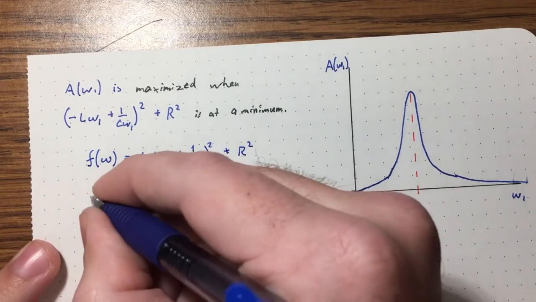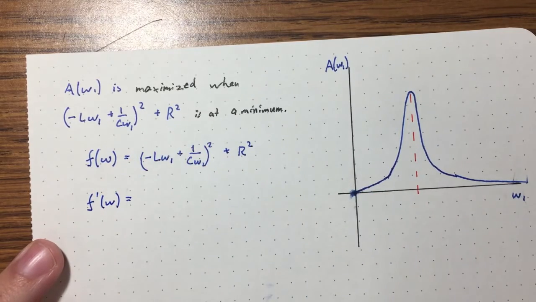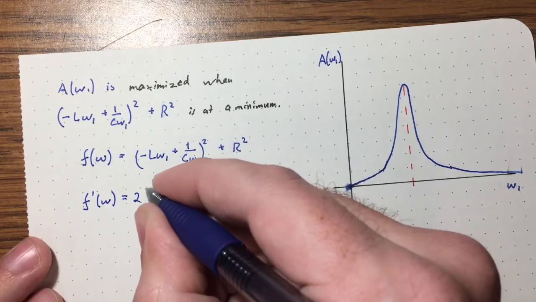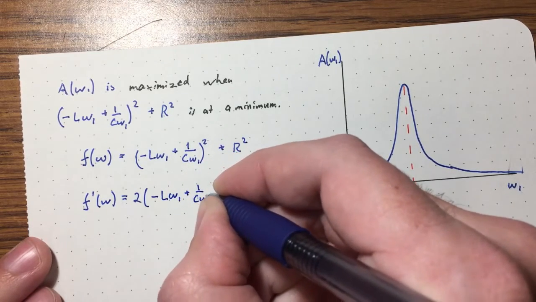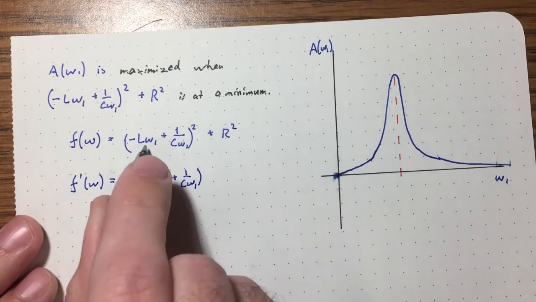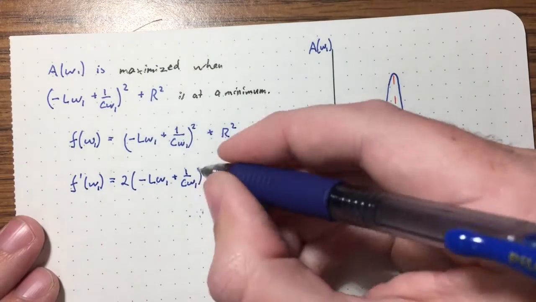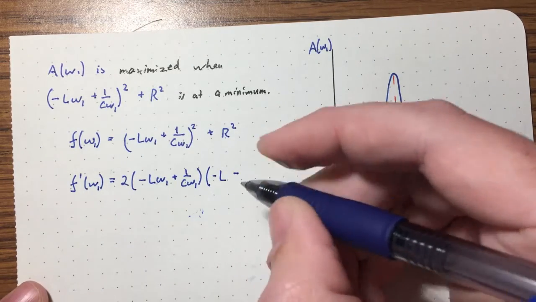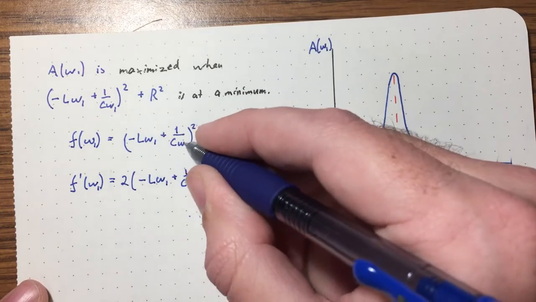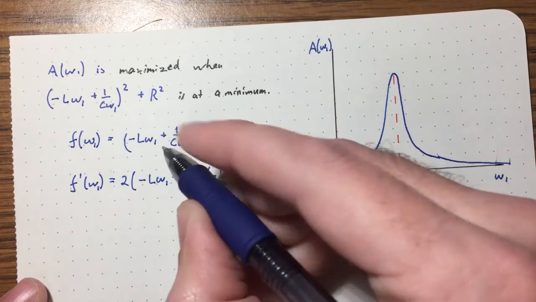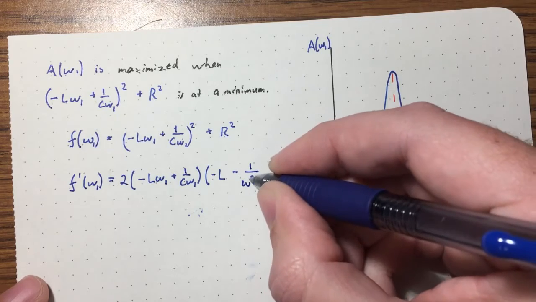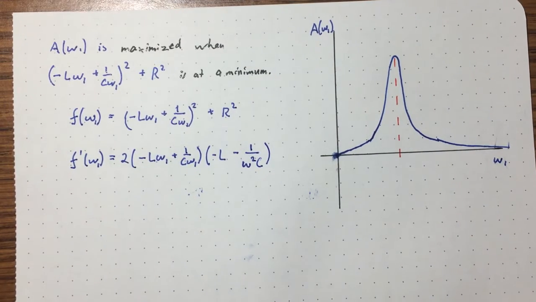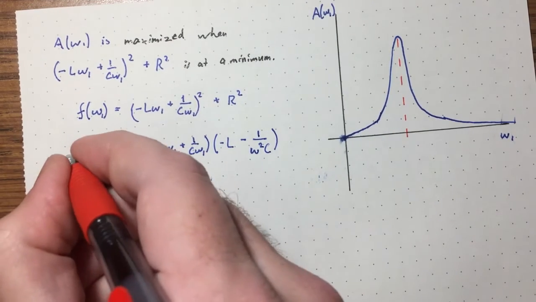This is not going to be bad at all to take the derivative. We're taking derivatives because we want to find critical points, which will be candidates for the maximum. The derivative by the chain rule is 2 times this function in here times the derivative of this inner function, which is a function of omega 1. What's the derivative? The first part is just minus L, and then the second part is going to be minus 1 over C times omega 1 squared by the power rule, because this is omega 1 to the negative 1, so I get a minus omega to the negative 2 times C. And the R just goes away; it's a constant. Okay, and I want to set this equal to 0.